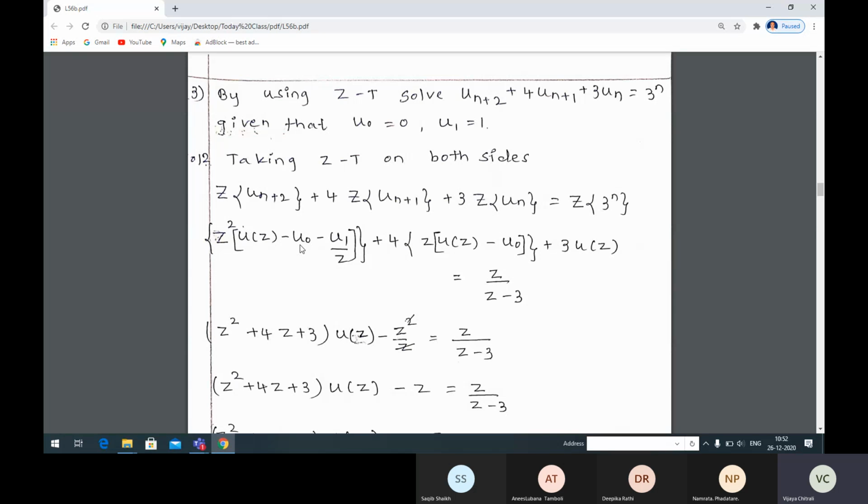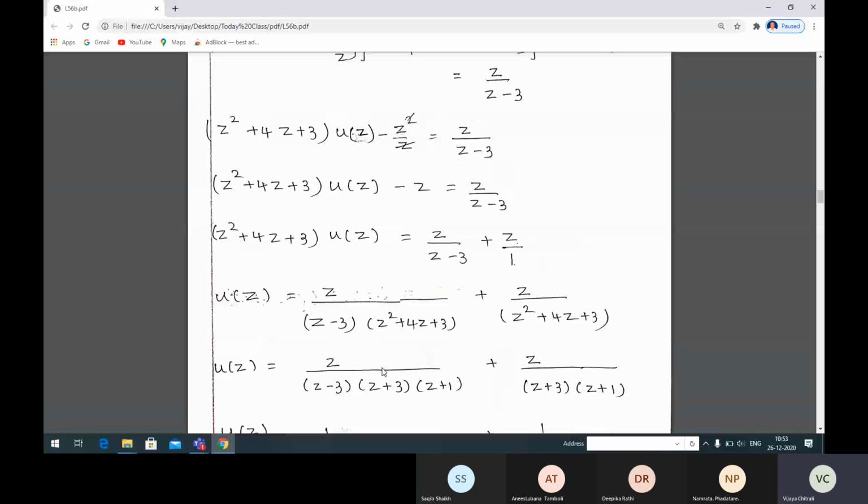So apply the conditions u0 is 0 and u1 is 1. u1 is 1, so 1 by z into z square, the z gets cancelled. You'll get this as minus z, because the negative sign is there. So the next step will be z square plus 4z plus 3 u of z minus z square divided by z. u1 is 1, multiplied by z square will be z square by z. Z cancels. So z square plus 4z plus 3 u of z is equal to z divided by z minus 3.